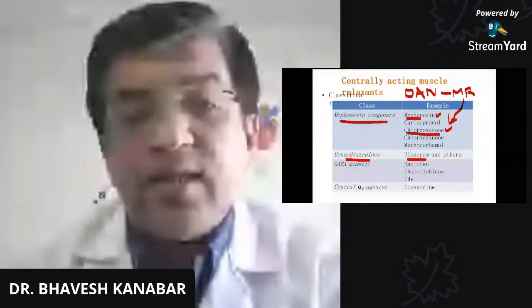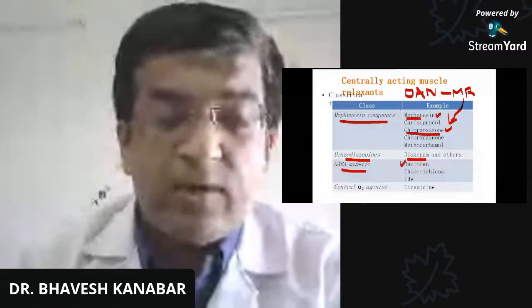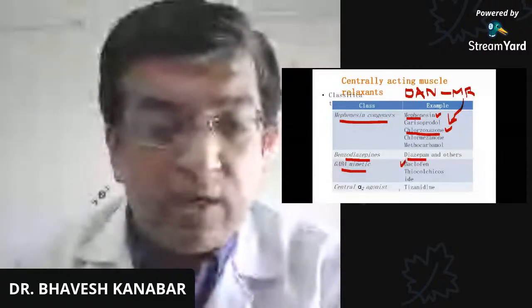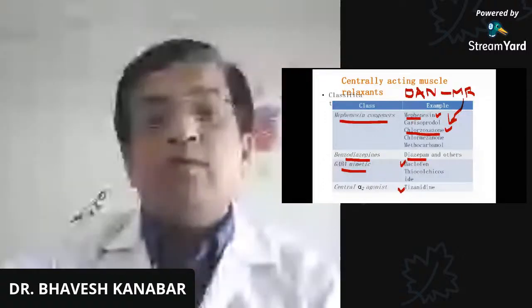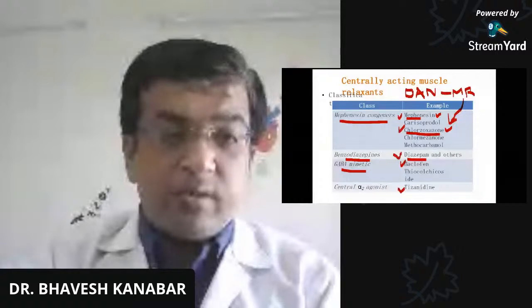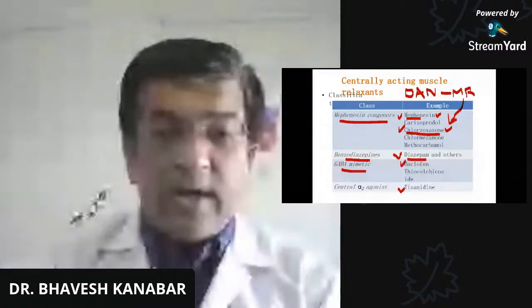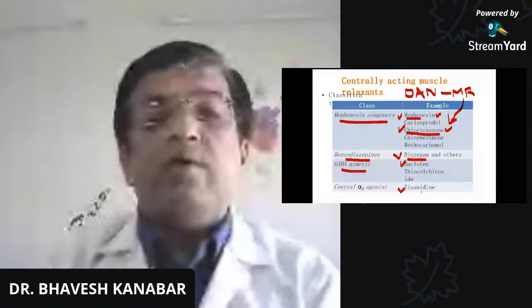Benzodiazepines are diazepam and others, and the GABA-mimetic is baclofen. This baclofen is also available in many combinations, baclofen and tizanidine. So basically these 5 drugs: mephenesin, chlorzoxazone, diazepam, baclofen, and tizanidine. You can remember these names.